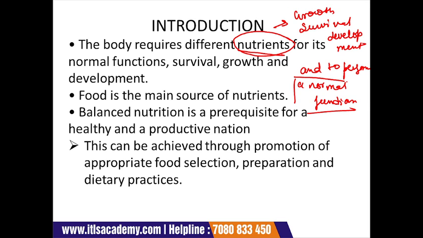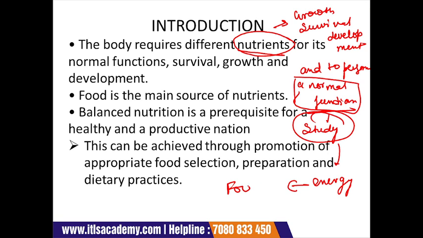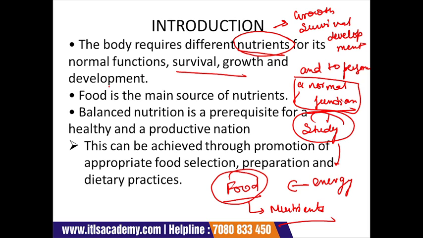To perform a normal function means that, suppose we want to study, so for study we require energy. Where will we get this energy from? From food, and food gives nutrients. So in short, our body requires different types of nutrients to perform normal function, survival, growth and development. As I discussed earlier, food is the main source of nutrients.